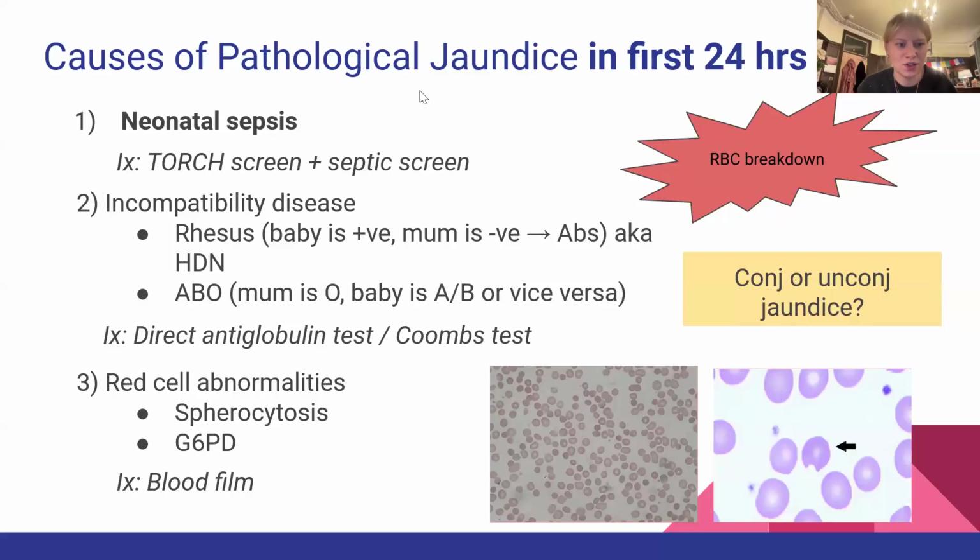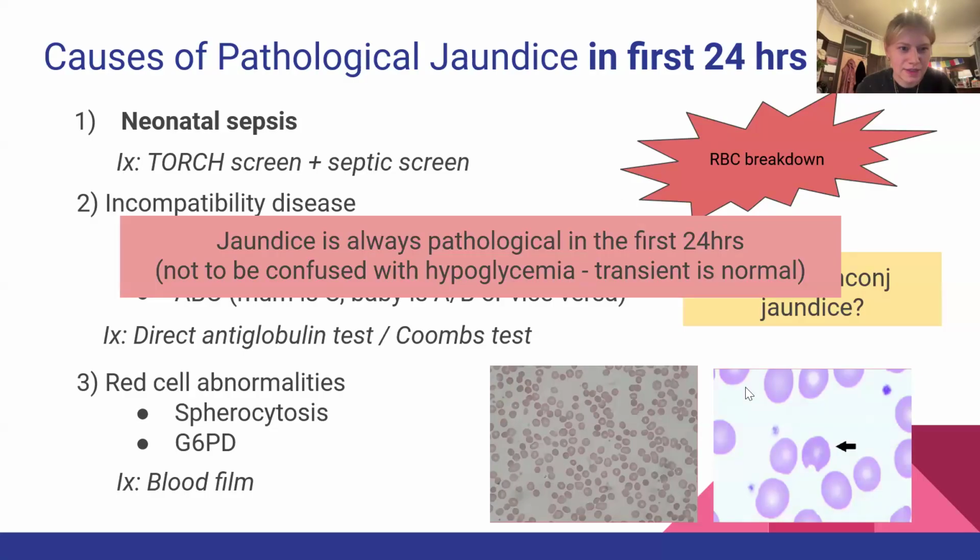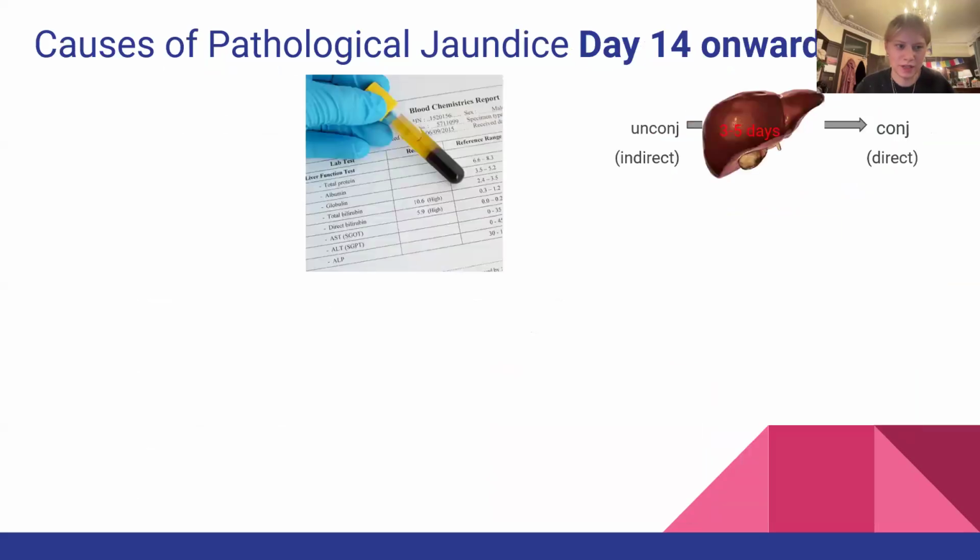So take home message, if you click again, is it's always pathological in the first 24 hours. So don't confuse it with hypoglycemia, where transient hypoglycemia within the first 24 hours is normal. Jaundice is always pathological in the first 2 days. Okay, so hopefully that makes sense.